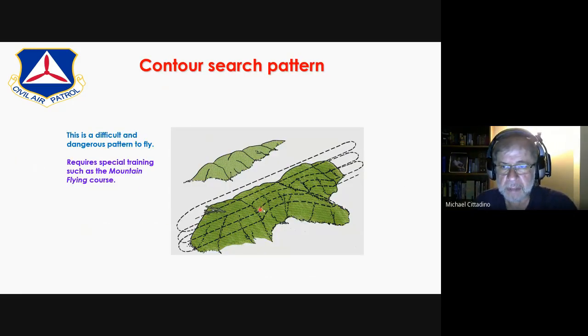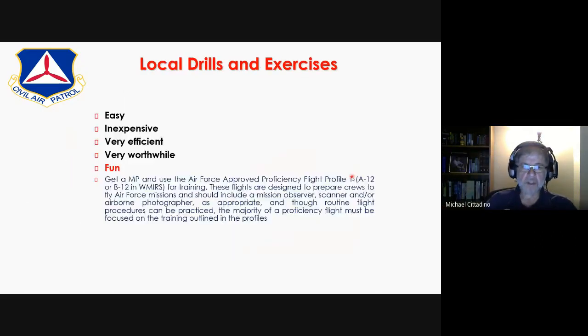We start in at the top, we fly, descend, try to follow that terrain as well as you can, descend to the next one, keep following that terrain, descend again, and keep following the terrain. And you can see this does require pretty good flying skills and some special training because you've got to keep pretty consistent over always changing areas. So that's the last of the search patterns.